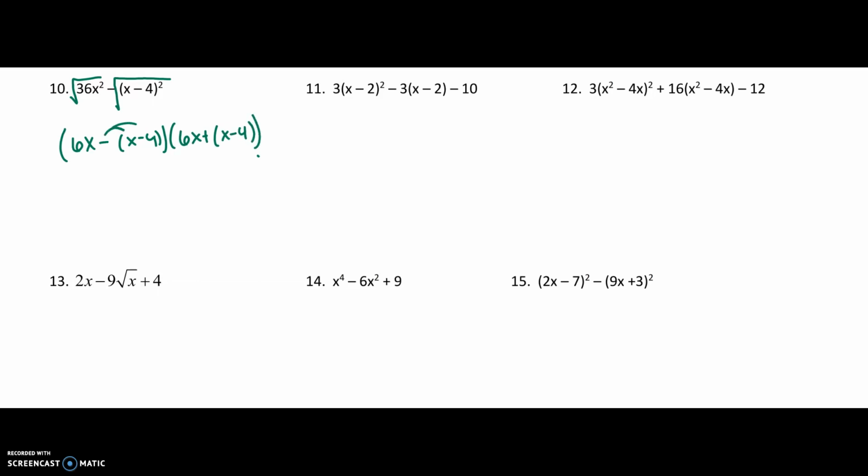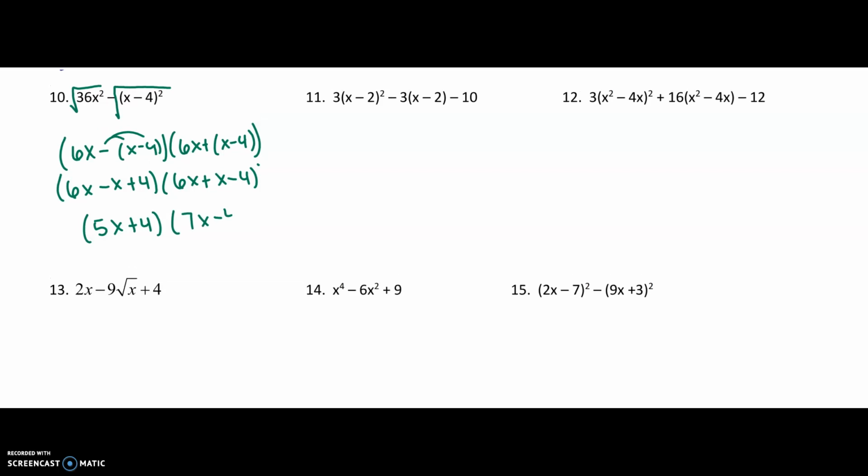For the first one, I need to distribute the negative. So that gives me 6x minus x plus 4. And then I get 6x plus x minus 4. And then I just combine like terms. 6x minus x is 5x, so I get 5x plus 4. 6x plus x is 7x, and then minus 4. And those are my final two answers.